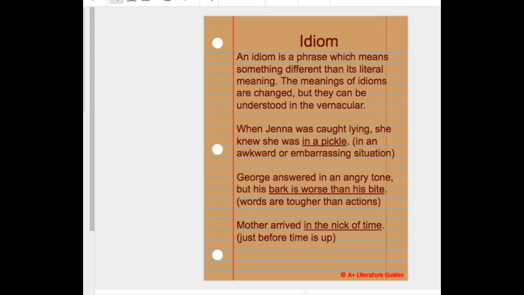Another example I have listed for us is, "George answered in an angry tone, but his bark is worse than his bite." By saying that his bark is worse than his bite, basically what I'm saying is that his words are a lot tougher than his actions. He might say a lot, or he might give you a stern talking to, but his actions aren't really going to match that, okay? So keep that in mind too.